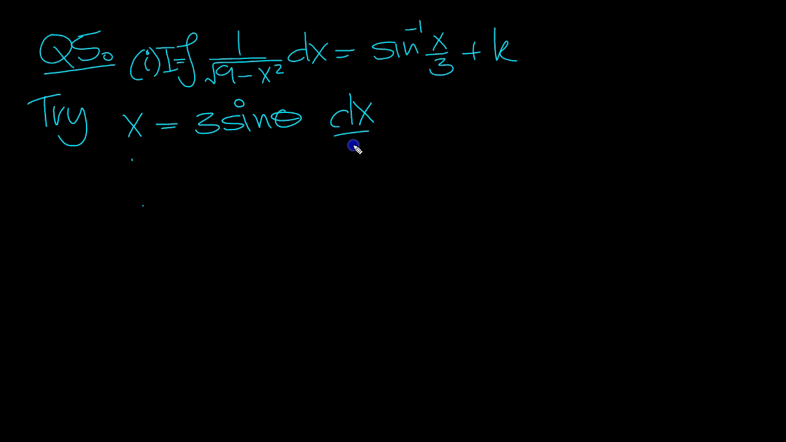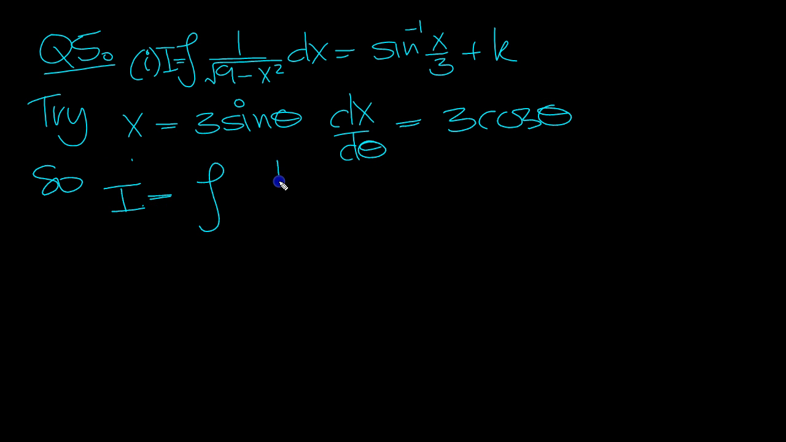So dx d theta then is equal to 3 cos theta. We're differentiating with respect to theta. Sine goes to cos, 3 lots of. So I is equal to then, let's see what we get. 1 over, now we've got this square root of 9 minus this squared, and this squared is 3 sine theta times 3 sine theta, which will be 9 sine squared theta, times dx, and dx will be 3 cos theta d theta, won't it?